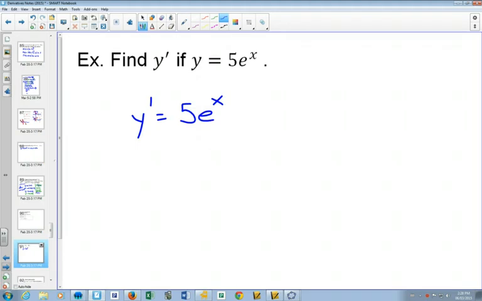So this would be a case where it wouldn't be hard if I asked, oh, what's the second derivative? Ooh. Let's do the 100th derivative. Ooh. Nothing would change.